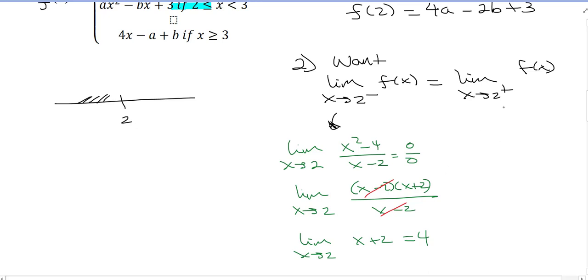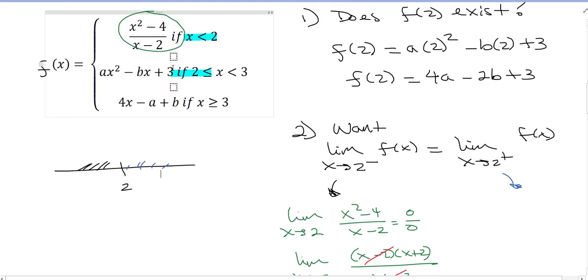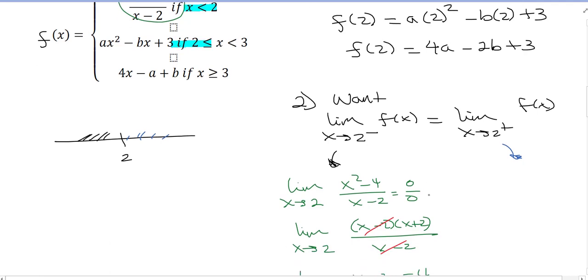What about the limit as x goes to 2 from the right? If you're to the right of 2, you are bigger than 2. So we're going to look at when x is greater than 2, following the same function that we used for f of 2. So this is going to be the limit as x goes to 2 of ax squared minus bx plus 3, which is the same as f of 2. So this function will be right continuous, and this will be 4a minus 2b plus 3.